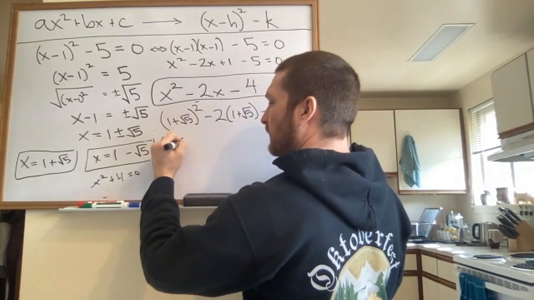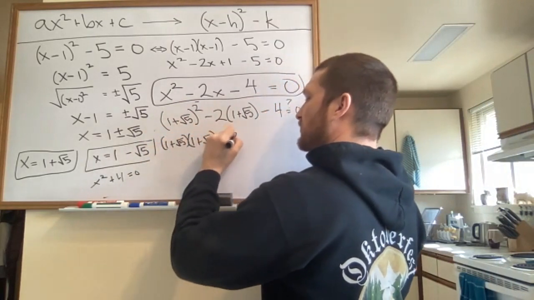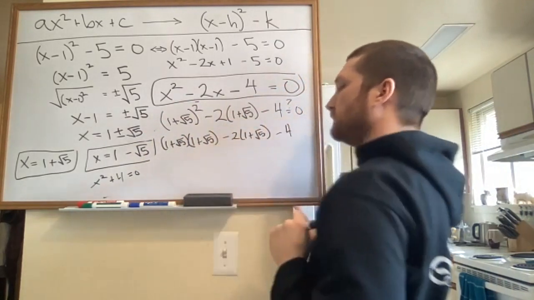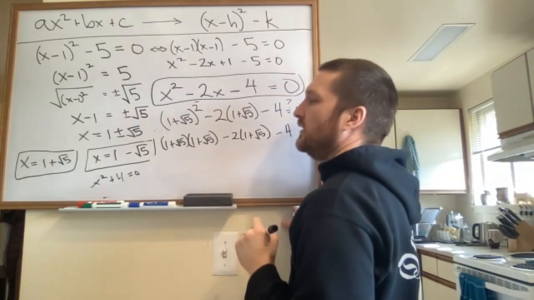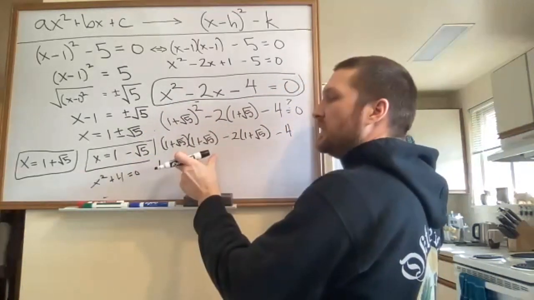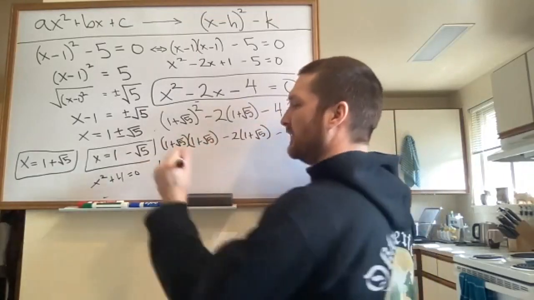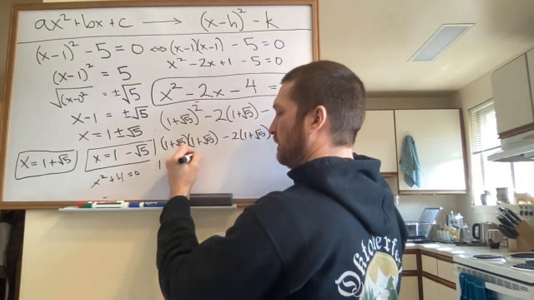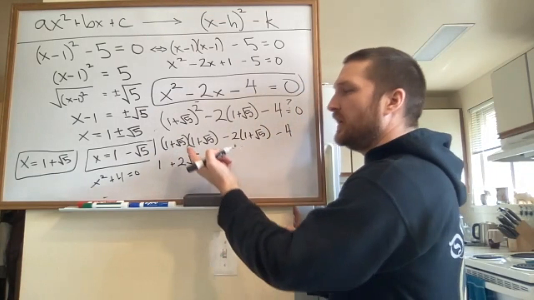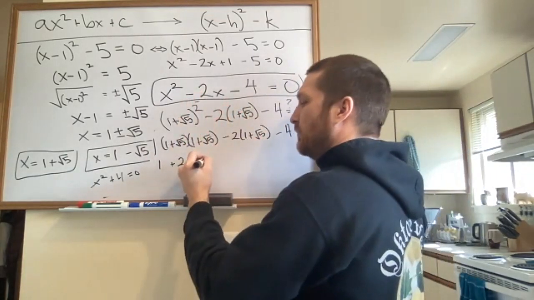1 plus square root 5 times 1 plus square root 5 minus 1 plus square root 5 minus 4. First, outer, inner, last gives me 1 times 1 is 1. Outer gives me a root 5. Inner gives me a root 5. So that's a root 5 plus root 5 is 2 root 5s. Finally, the last is going to be positive root 5 plus positive root 5 is a plus 5.